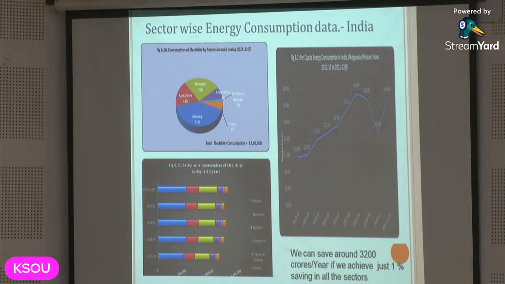Everything, at least domestic, industry, agriculture, everything contributing. I am just talking about 1%. So at least we can save around 3,200 crore per annum, over and above reducing the impact on the environment.